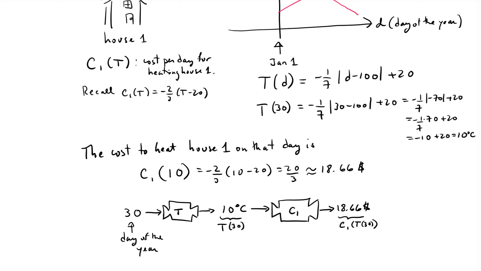So by getting the new output every time, we're composing functions. So this is called a composition of functions.